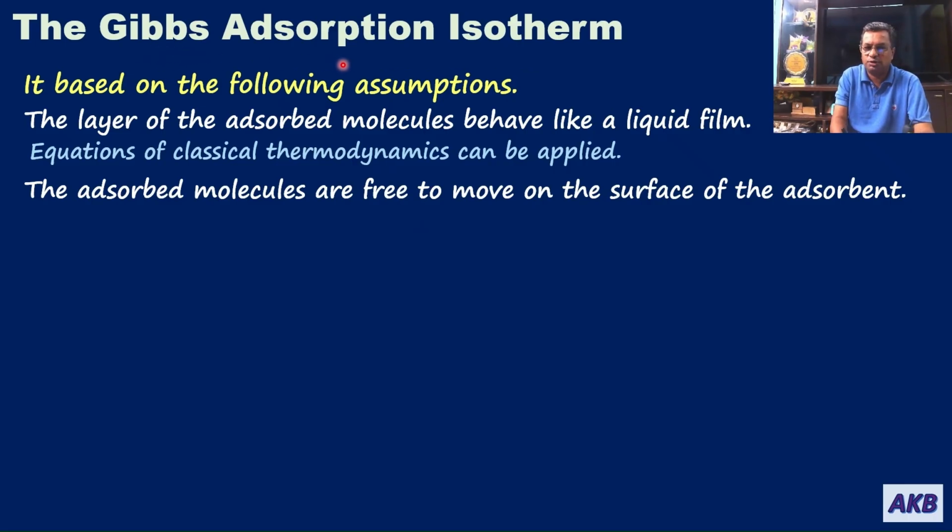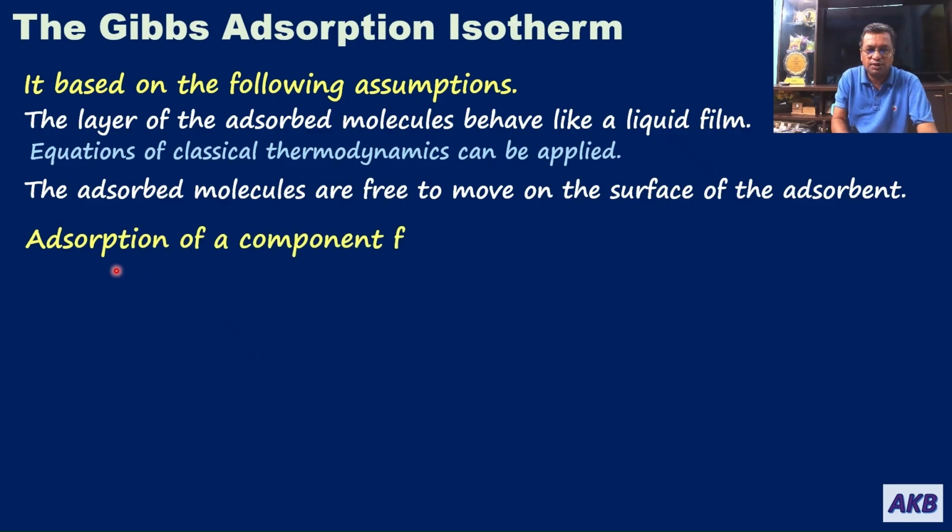So these two assumptions we are going to use while deriving the equation for the Gibbs adsorption isotherm. The first assumption is that the layer of the adsorbed molecules behaves like a liquid film. So this helps us to use equations of classical thermodynamics in our discussion. And the second assumption is that the adsorbed molecules are free to move on the surface of the adsorbent.